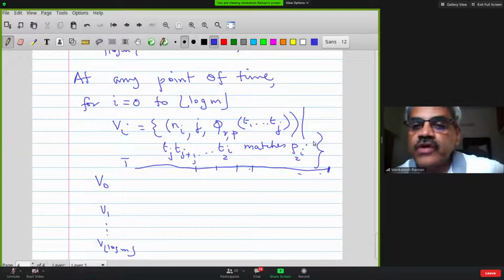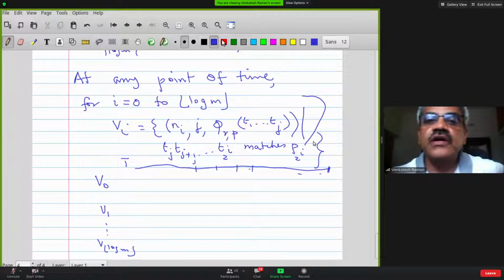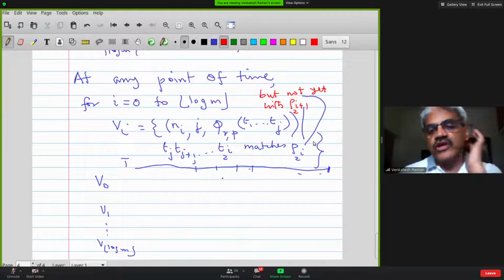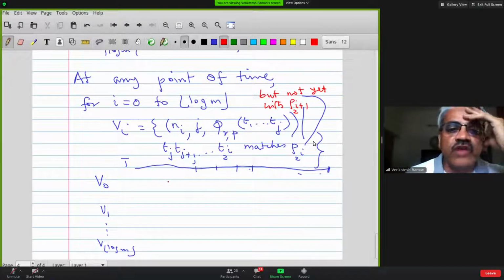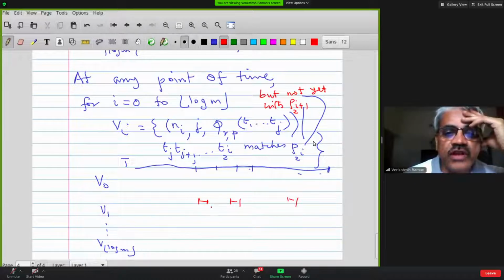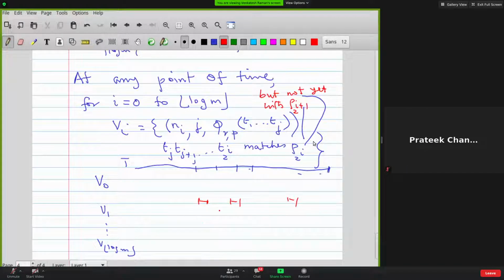Okay, let me also qualify it as, but not yet with P 2 power i plus 1. These are characters which match with P1 but not yet with P2. You'll see that actually you cannot have too many, even though I've drawn this, it's sort of misleading. So V1 will say, these are the positions which match P1, P2, and so on, but not yet with a prefix of length 4.